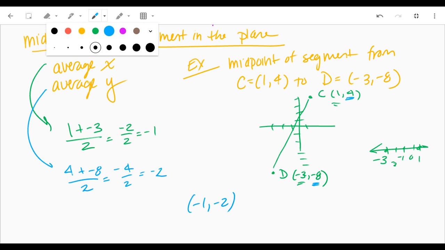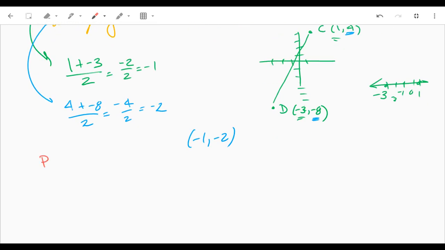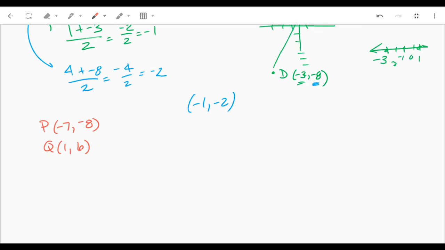We'll do another one. Let's find the midpoint of the segment P, which is negative 7, negative 8, to Q, which is 1, 6. Okay, and we'll do this one without drawing this. You know what? I was going to say without drawing the sketch, but I always have to draw a sketch. Negative 7, negative 8 would be P. 1, 6 would be Q. It just helps you figure out if your answer makes sense. So you can kind of eyeball where it should be. It should be negative something.